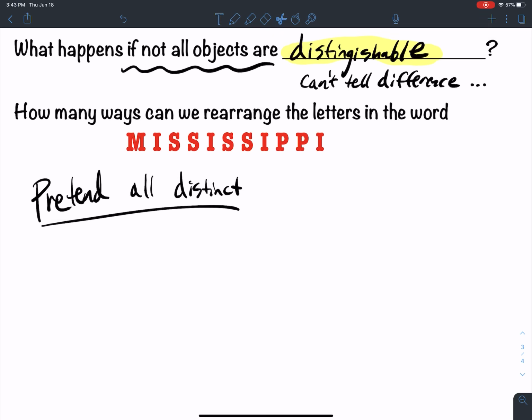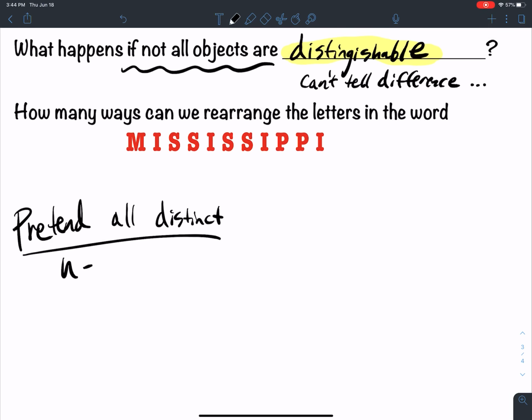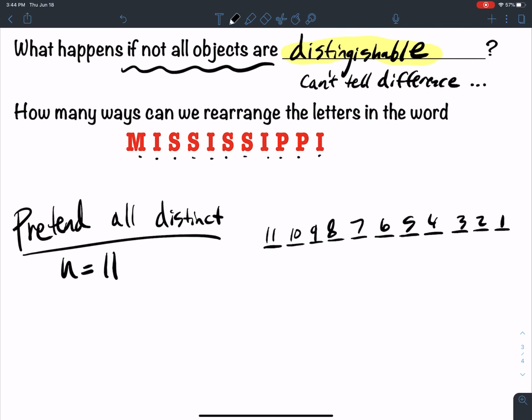How many letters are there? There are n equal to 1, 2, 3, 4, 5, 6, 7, 8, 9, 10, 11 letters. So how many ways can I rearrange 11 objects? Well, you can write it out: it's 11 times 10 times 9. Can't use that letter again. I go down to 8, 7, 6, 5, 4, 3, 2, 1. If you multiply all that out, you get a really big number, which is 11 factorial. That's how many ways to rearrange 11 objects.